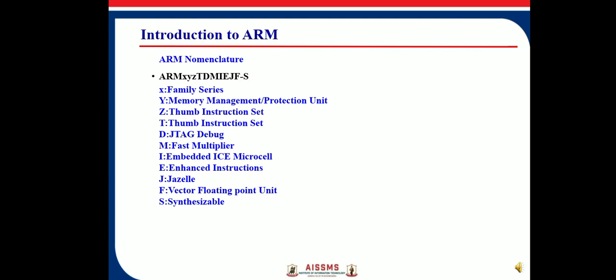Then next one is D. D stands for JTAG debug. JTAG is a serial protocol used by ARM to transfer the debug information between the processor and the test equipment. Then M. M stands for fast multiplier.